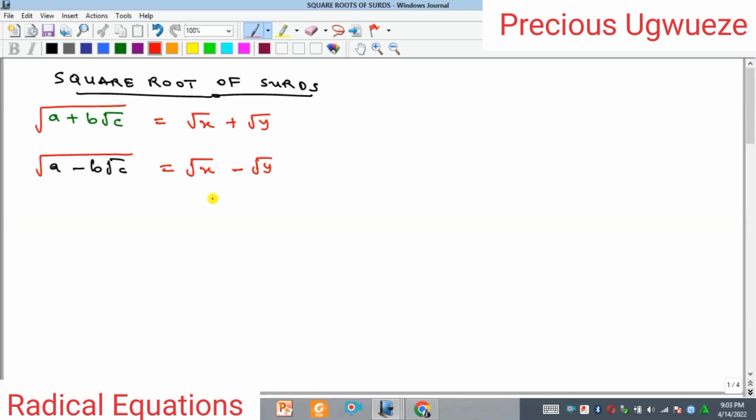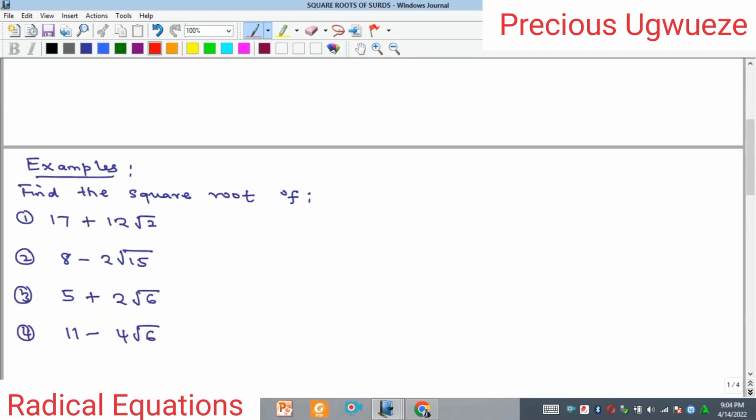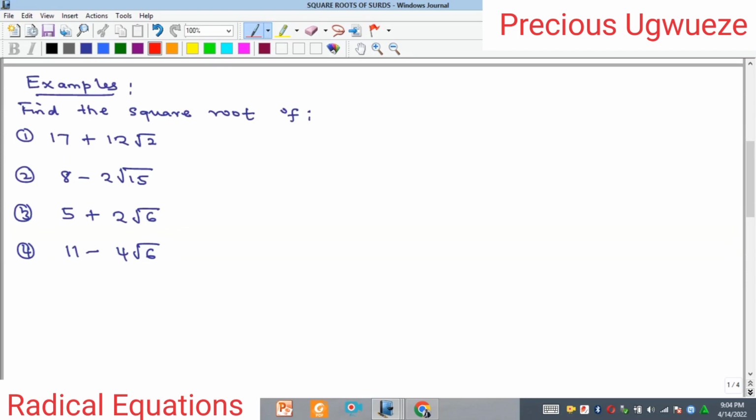Quickly, we are going to look at some examples. We have some examples here. It says find the square root of the following. I'm going to look at just the first one and the second one. As a form of exercise, you will look at number 3 and 4, and you will show me what your solution is.